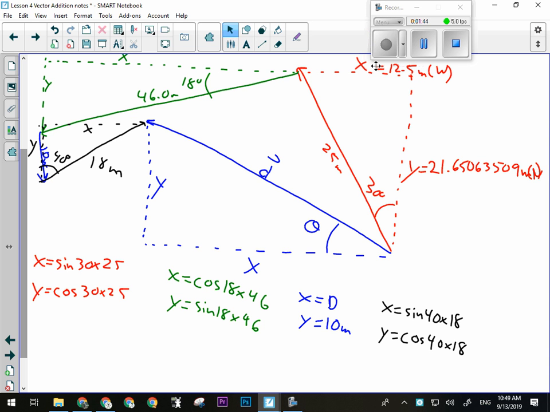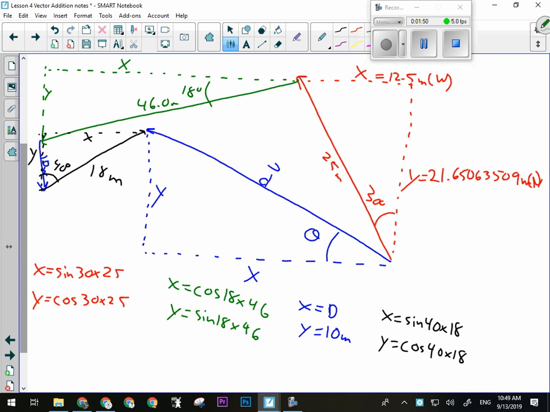Then I do the same thing for the green triangle. Green x is the adjacent side to this angle, so I go cos of 18 times 46. That's going to give me 43.748599975 meters west. And then green y is the opposite side, so I went sine of 18 times 46, and I got 14.21478174 meters, and that's south.